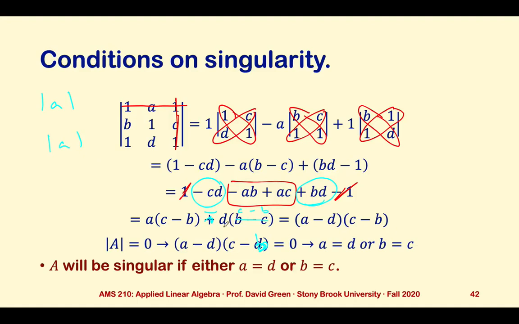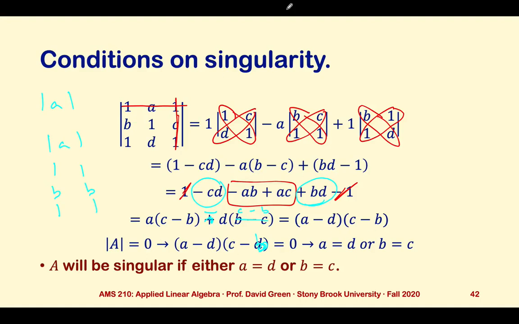If b equals c, 1, b, 1 and 1, b, 1 gives us singularity. We could have come up with these conditions without computing the determinant, but we wouldn't have been sure that there weren't any other constraints.